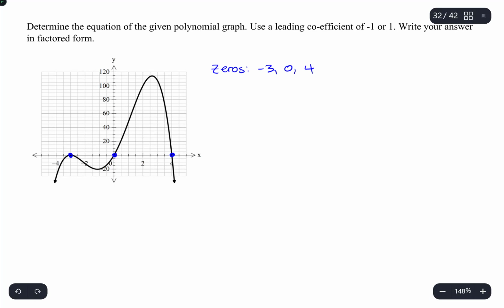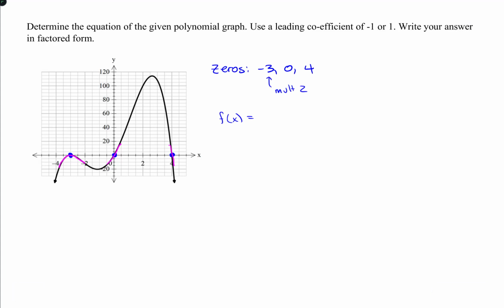And if you'll notice, the graph actually touches the value here at -3 and then bounces back away, crosses through here, and it crosses through there. So there's a difference of what's happening at these zeros. So the 0 of -3 is actually multiplicity 2. That just means the 0 happens twice.